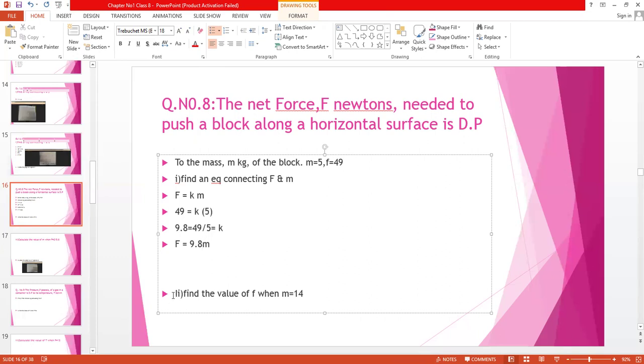Is it clear? Now we move towards the second question. They are saying find the value of F when M is equal to 14. We have a connecting equation. Now it has become very easy for us to find the missing value.